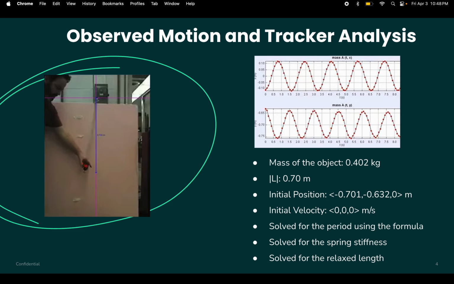We also calculated the spring stiffness, which indicates how strong the spring force is, and the relaxed length of the spring, which is its natural length when no forces are acting on it. These values are important because they allow us to accurately describe the system and use realistic parameters when building our computational model.